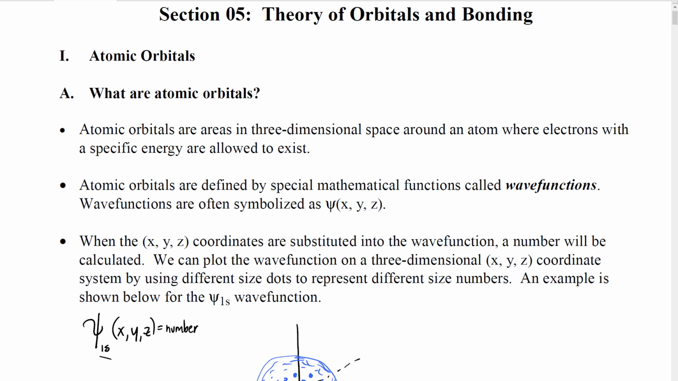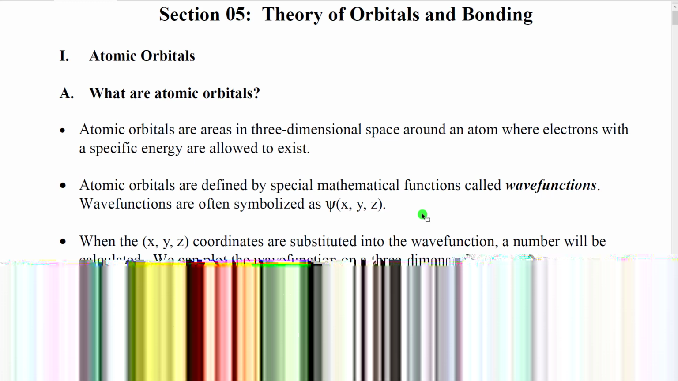Now, we're going to symbolize wave functions with this capital Greek letter psi, and then x, y, and z, because the functions are 3-dimensional functions. They're functions that have an x, a y, and a z variable corresponding to the x, y, z of 3-dimensional space.